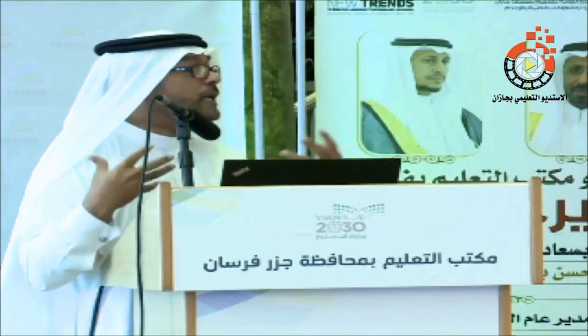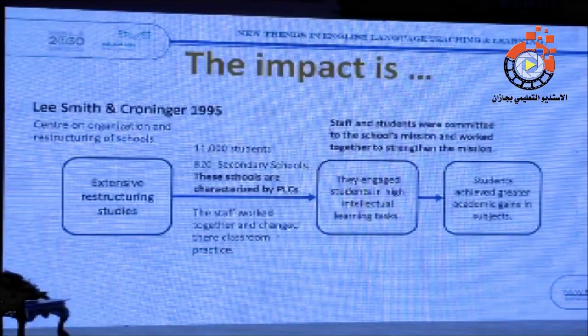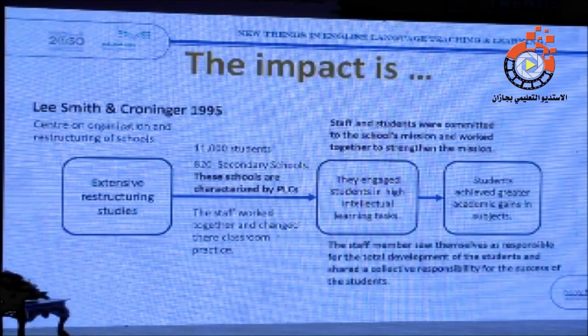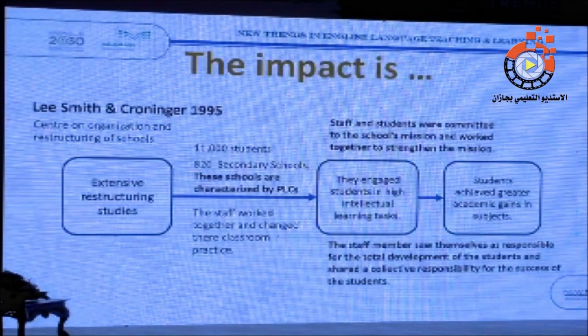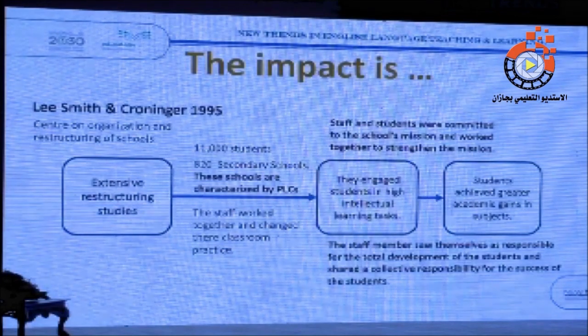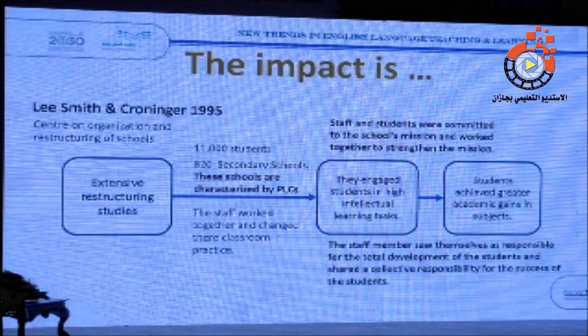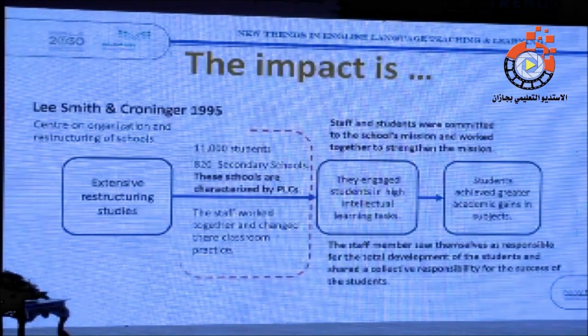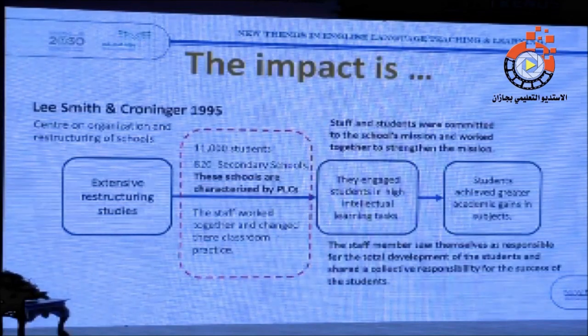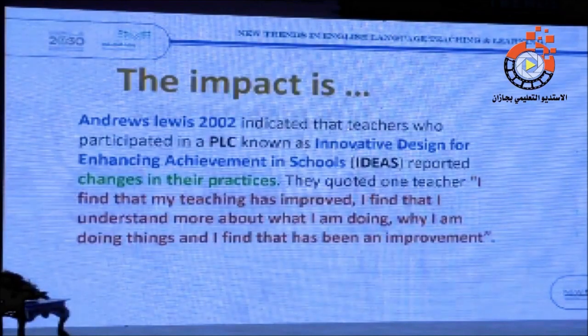Look and listen, please. The staff and the teachers joined together to what? To accomplish the vision of learning English. And also, the staff members saw themselves as responsible for the total development of the students, and shared collaborative responsibilities for the success of the students. Why? Because they use the BLC, the professional learning communities, inside the classroom to achieve their job as teachers of English.